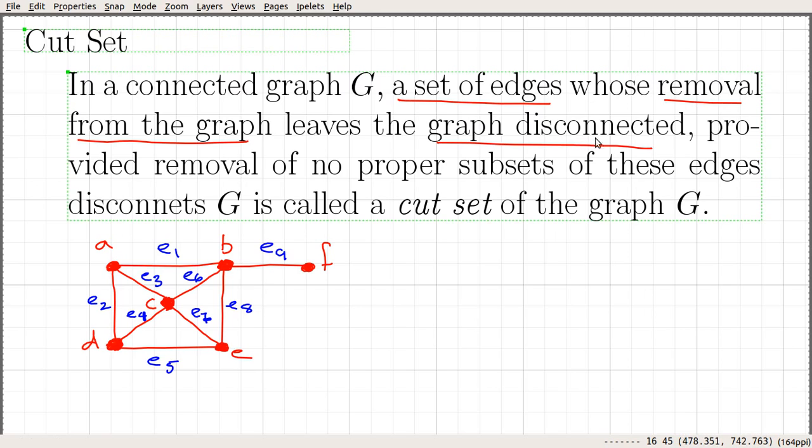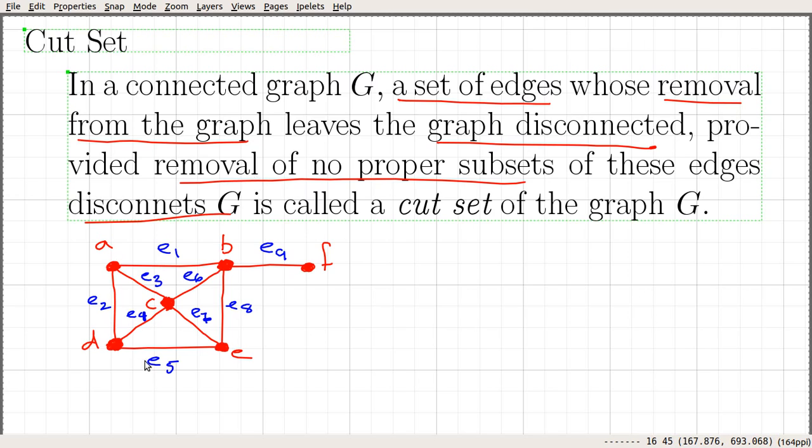Okay, so a set of edges whose removal leaves the graph disconnected, but it must satisfy one more property: provided the removal of no proper subsets of these edges disconnects G. Then such a set is called a cut set in a graph. So let me repeat the definition. A cut set is a set of edges whose removal disconnects the graph, whereas if you remove a proper subset of those edges, then the graph will still be connected. Removal of proper subsets won't disconnect the graph. Then such a set is called a cut set.